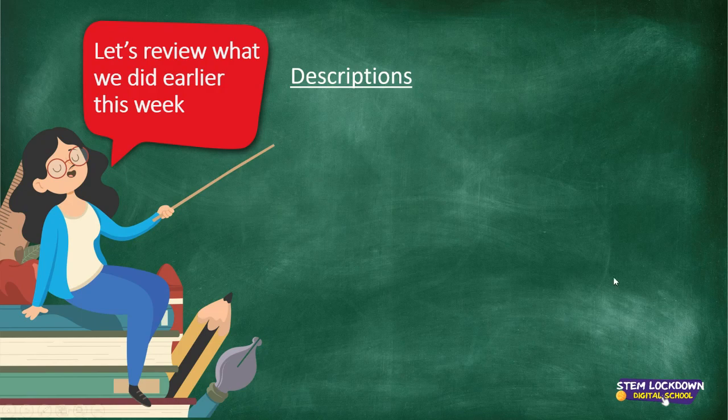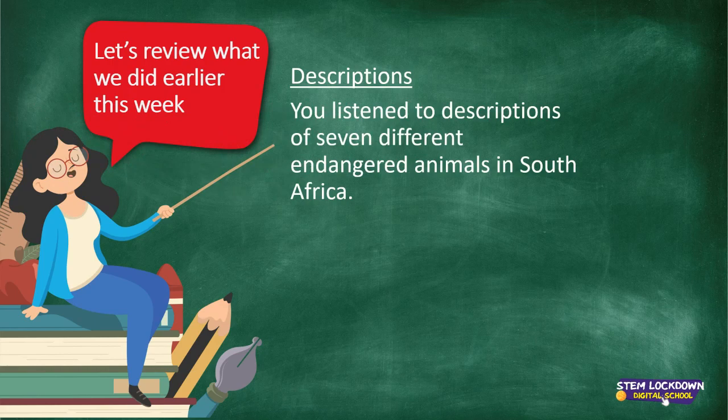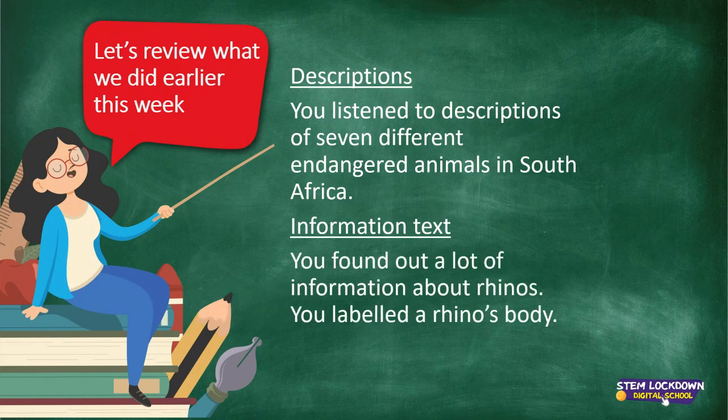Now, if you remember, earlier this week, we listened to some descriptions of 7 endangered animals. Do you remember that? You had to try and guess what those animals were from the descriptions. And also we had some information text that we read, and you found out a lot of information about rhinos. You labeled a rhino's body. So we're using all that information for today's lesson.